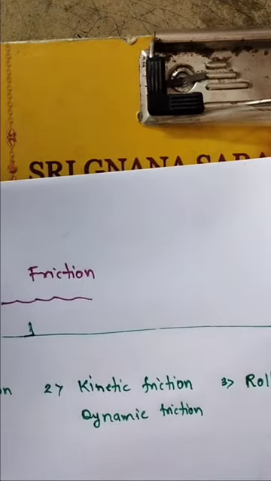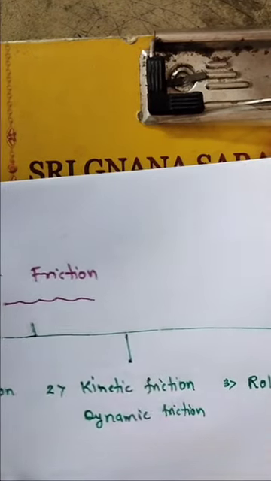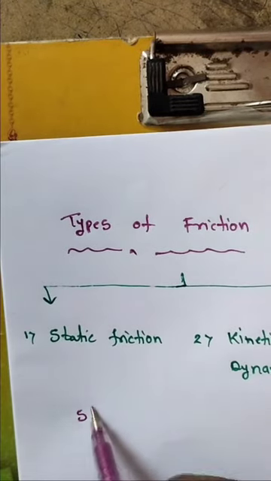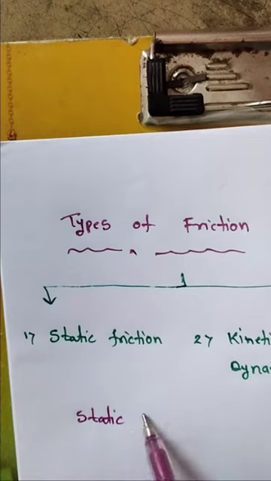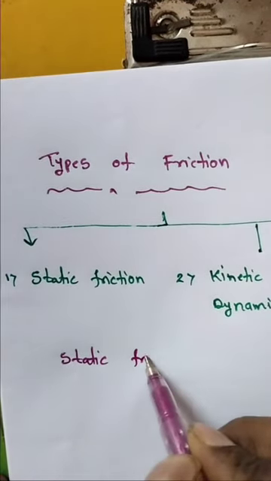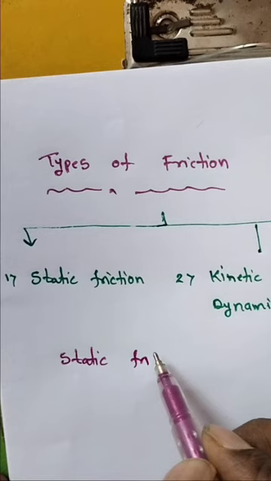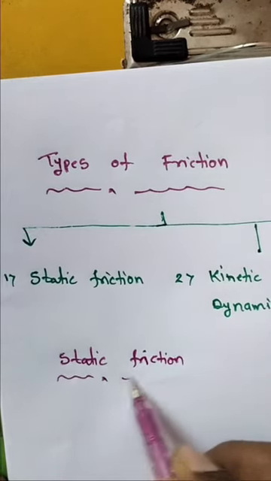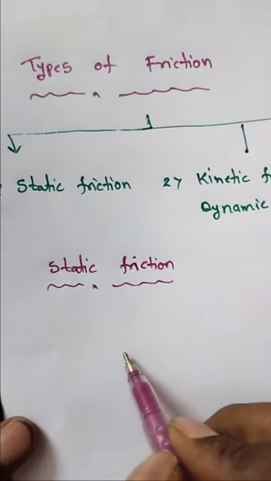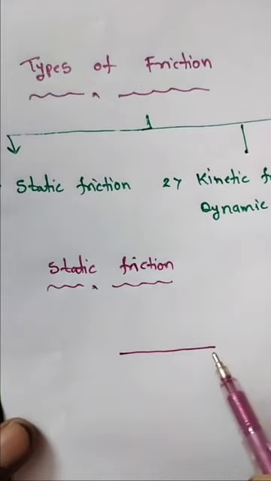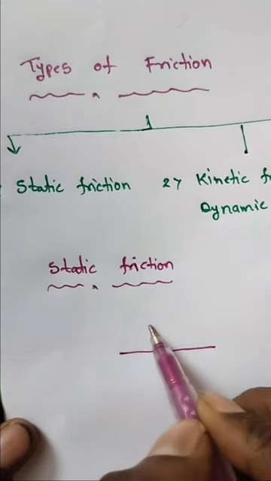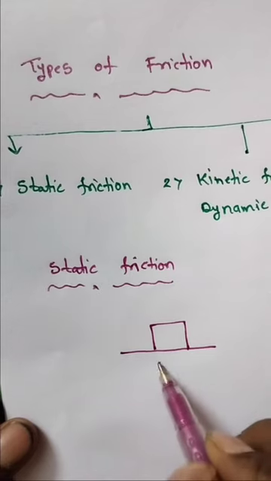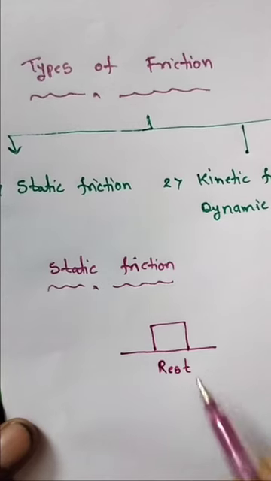Now I will explain the first one, static friction. It is very easy. Suppose, for example, this is a horizontal surface, and one object is placed on it. Initially the object is at rest, and there is no frictional force.